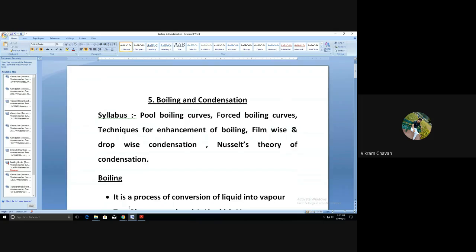Okay, the saturation temperature also has some condition. That is nothing but the pressure. Pressure is the condition for the saturation temperature. If you vary the surface pressure of a liquid, then the saturation temperature gets changed.